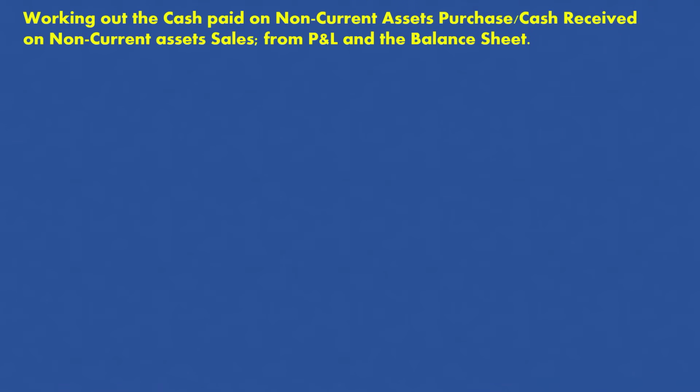Let us talk about calculating cash paid on the purchase of non-current assets or cash received on the sale of non-current assets. And again, we will be finding that information just by looking at the profit and loss statement and the balance sheet. Now, balance sheet is obvious, because if you are purchasing the asset, that is going to the balance sheet. Similarly, if you are selling the asset, that is getting off from the balance sheet. But why P&L? This is because of depreciation.